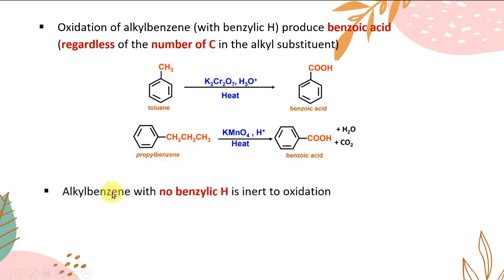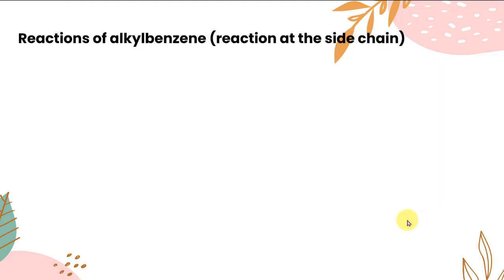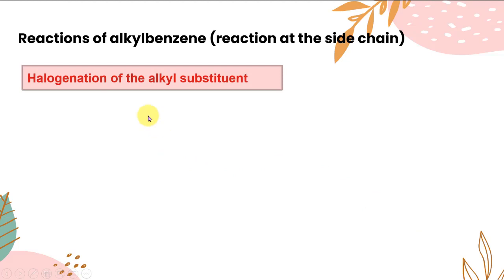If the alkyl benzene does not have any benzylic hydrogens, it is inert to oxidation. In other words, there will be no reaction for these oxidations. As the carbon which is directly attached to the benzene does not have any benzylic hydrogen, no reaction will occur.